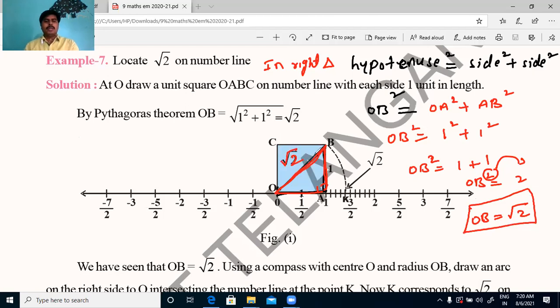Now we got OB as root 2, right? We got OB as root 2. Now take a compass, Nana. Take a compass and measure this length by using that compass, and draw an arc of root 2 length on the number line. Okay, it touches here. This point is nothing but root 2, which is our required representation. Okay, you get that? If anybody has a doubt, you can raise it and we'll try to give a clarification.